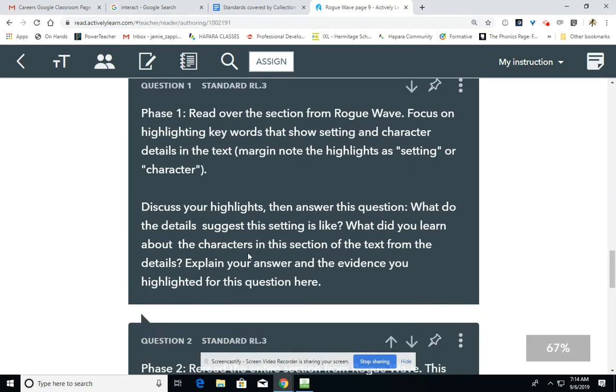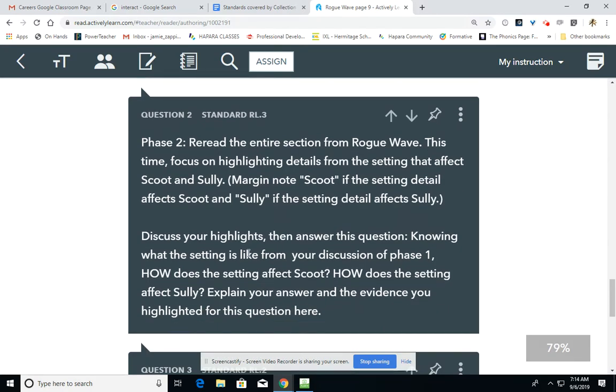For the second reading of the text, or phase 2, where we focus on the how, you're going to reread the section of Rogue Wave, this time focusing on highlighting details from the setting and their effect on Scoot and Sully. So you're looking for details that show some sort of effect on Scoot and Sully. When you make a margin note, please highlight something for Scoot and label that note as this is an effect on Scoot. And if it's a setting detail that affects Sully, highlight it and margin note Sully for that.